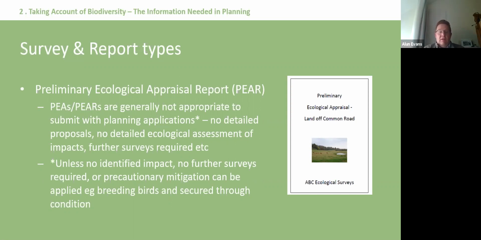I mean, there could be a few examples when you would accept this as a standalone report. We can clearly see there's no identified impact on biodiversity, no further surveys are required, or precautionary mitigation can be applied. So you might have an area of just scrub or young trees in the corner of a site, maybe with not significant ecological value, with potential for breeding birds. Obviously, therefore, the application of a breeding bird condition would be appropriate.